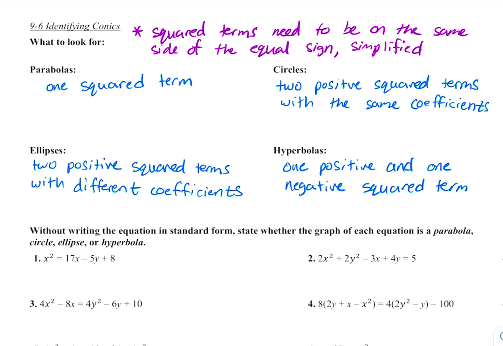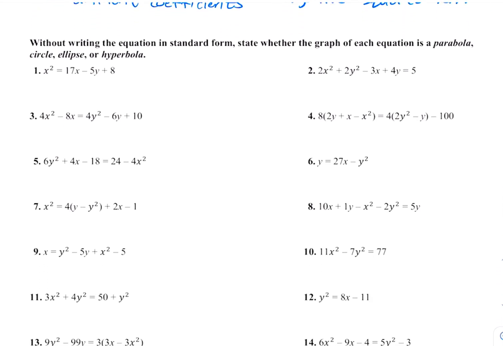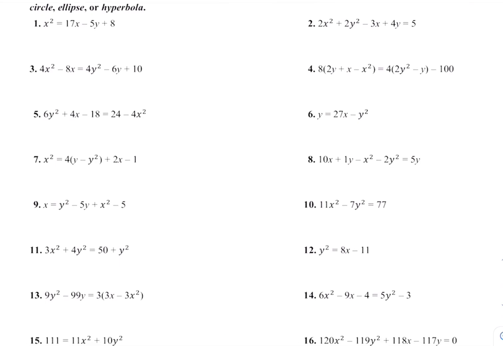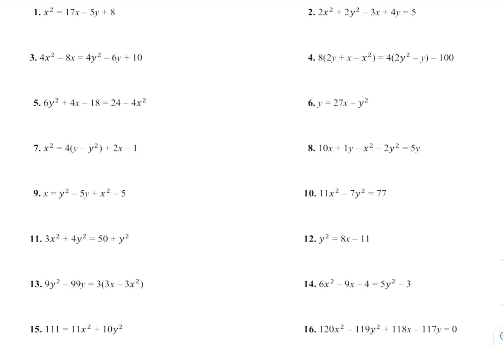Okay. So we're just going to do a bunch of practice problems identifying which conic section we are working with. And when I write my answers, I'm just going to use the first letter of each name. So P for parabola, C for circle, E for ellipse, and H for hyperbola. I would like you to go ahead and pause the video and see if you can figure out the answers to each of these. And if you want to skip around, feel free to skip around. There are 16 total questions.